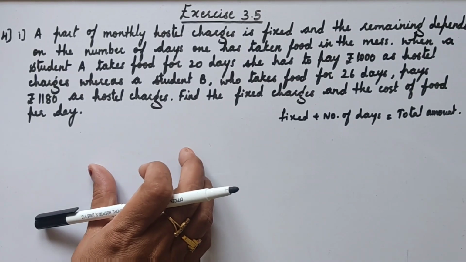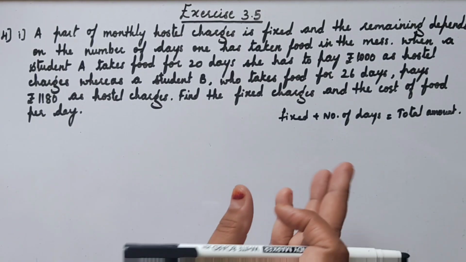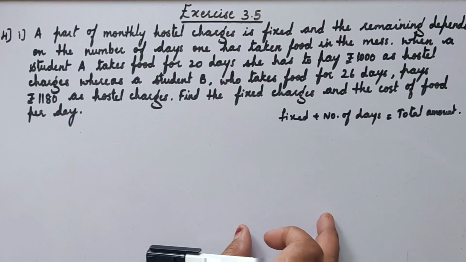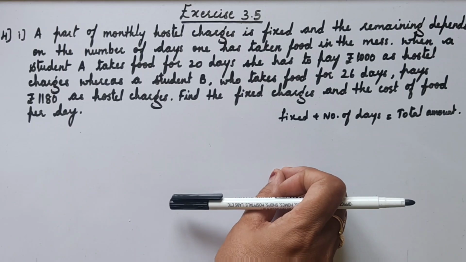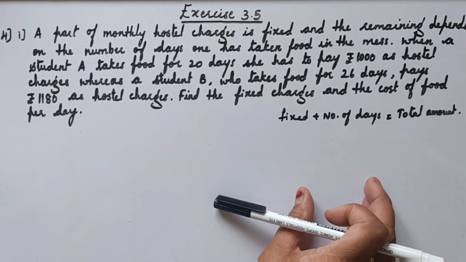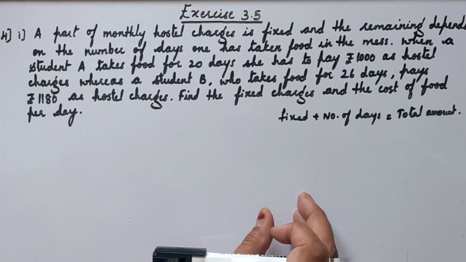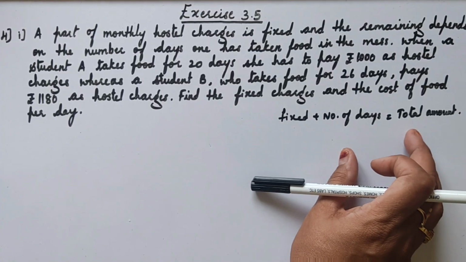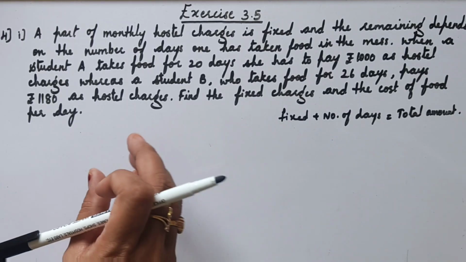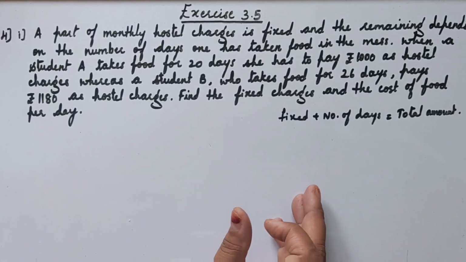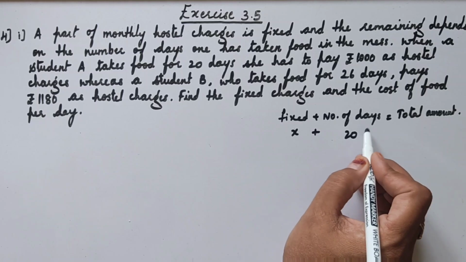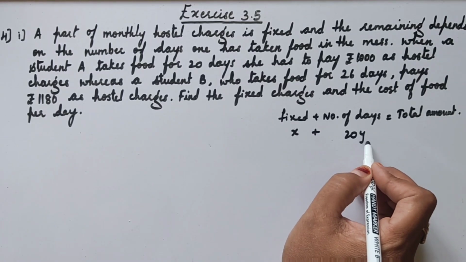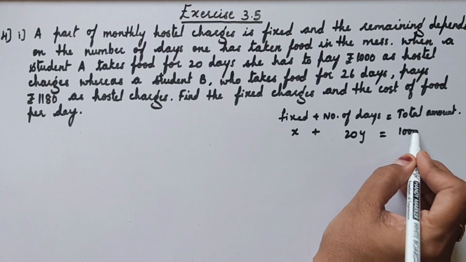Now, when students enter into the hostel, they have fixed charges, and there are also charges for the food depending on how many days they have taken the food, and the total amount is paid. When student A takes food for 20 days, let us say the fixed charges is X, and the number of days be Y. The total amount she paid is 1000.